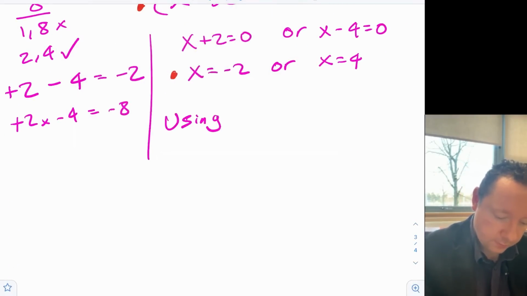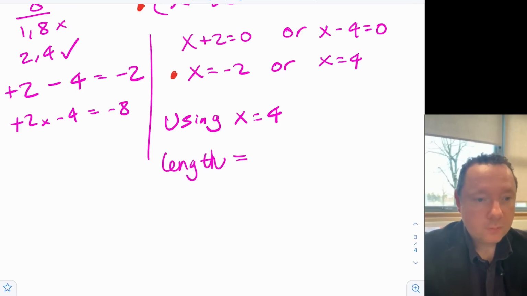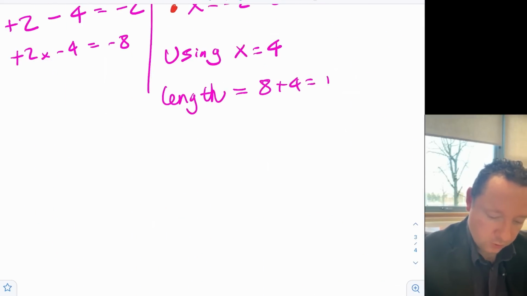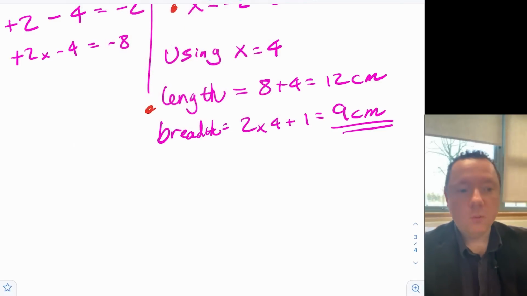So using x equal to 4, the length is equal to, remember back at our triangle, 8 plus 4, which is 12 centimetres. The breadth was 2x add 1, so 2 times 4 plus 1, which is 9 centimetres. And we get our final mark for working that out.